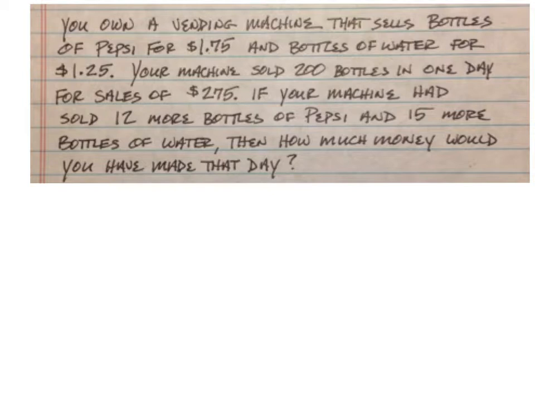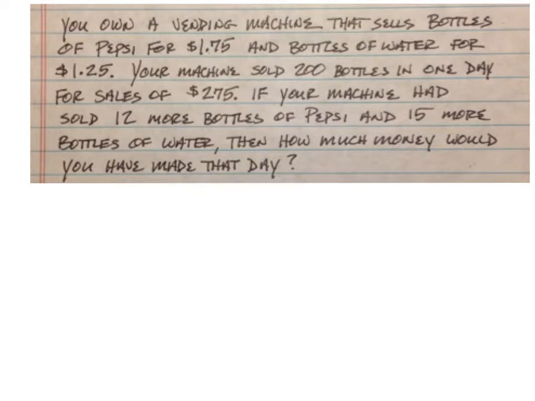You own a vending machine that sells bottles of Pepsi for $1.75 and bottles of water for $1.25. Your machine sold 200 bottles in one day for sales of $275. If your machine had sold 12 more bottles of Pepsi and 15 more bottles of water, then how much money would you have made that day?